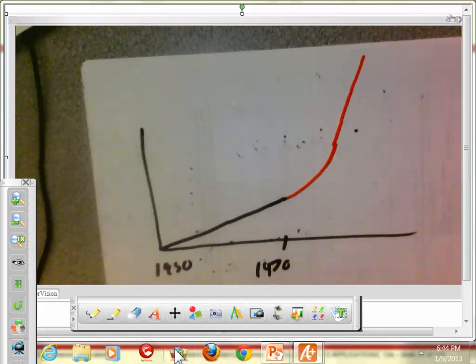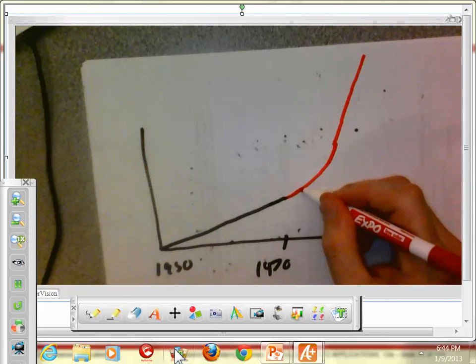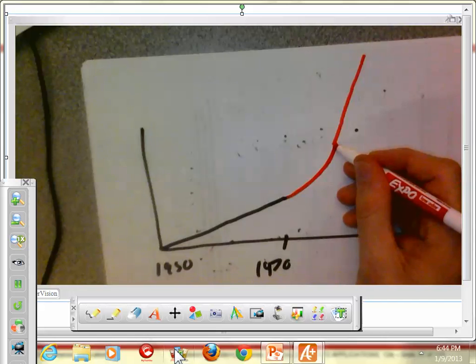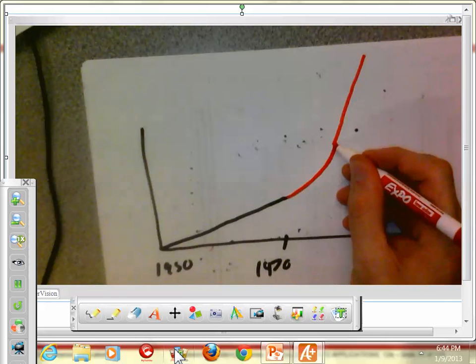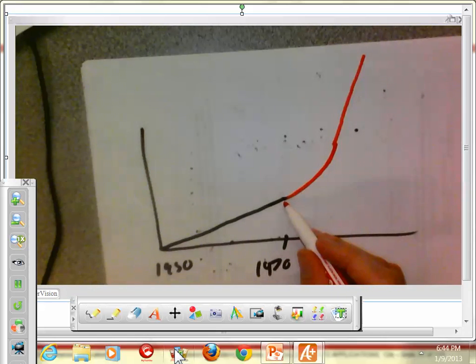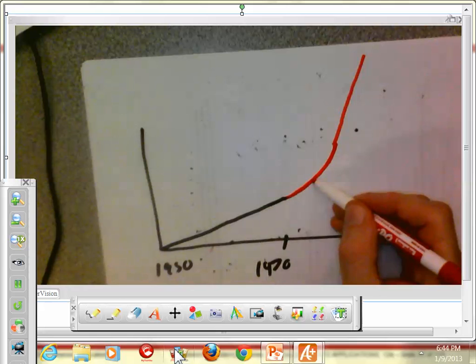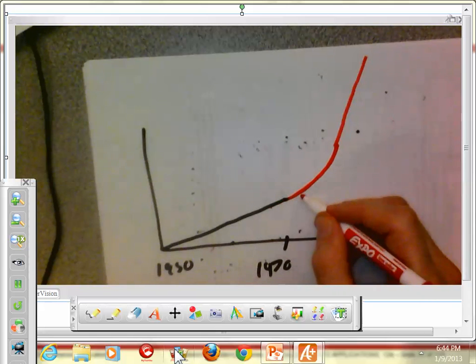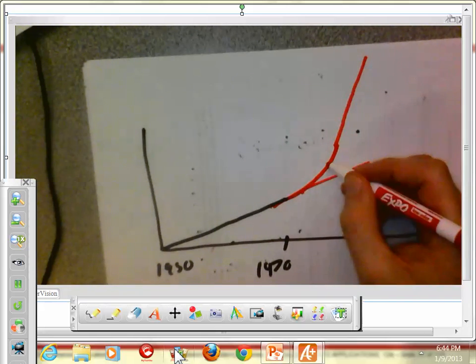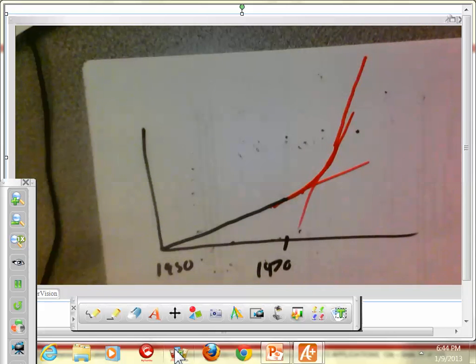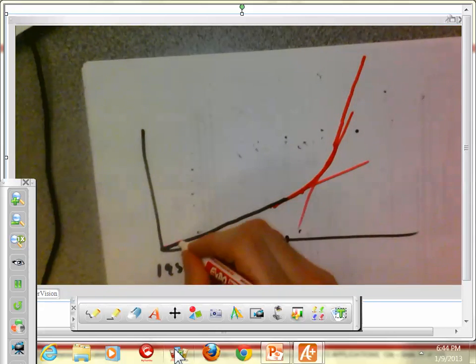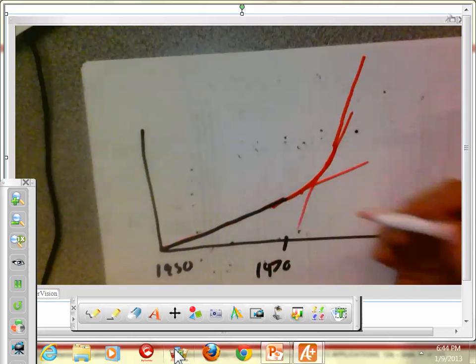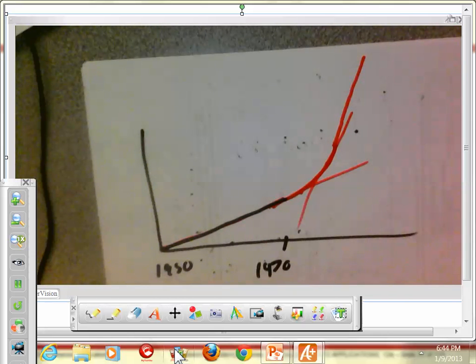But can you see over here how that's not a constant rate of change because it's not a straight line at that segment? From 1950 to 1970, it was pretty straight. But then all of a sudden, it starts to curve up. So that means that if we draw tangent lines, the tangent lines are going to be different depending on what point we choose in that segment. Where over here, pretty much any tangent line is going to just be that black line. Okay?